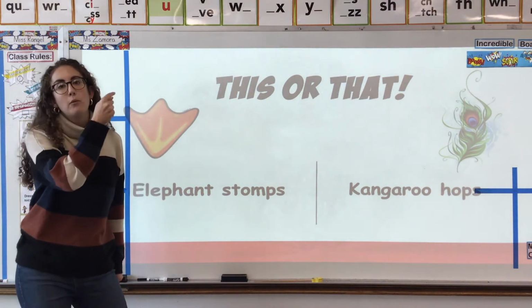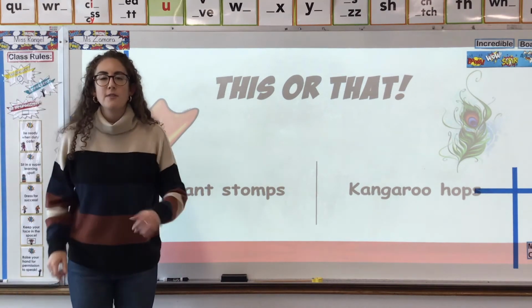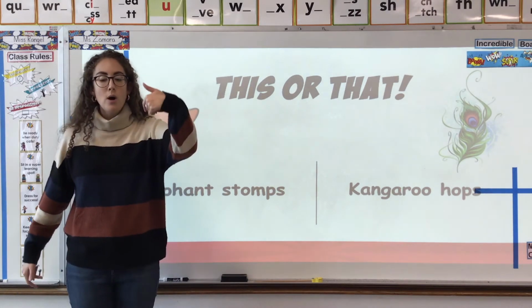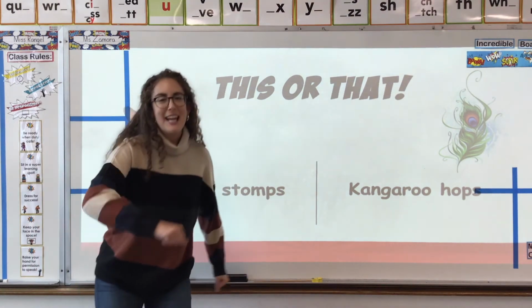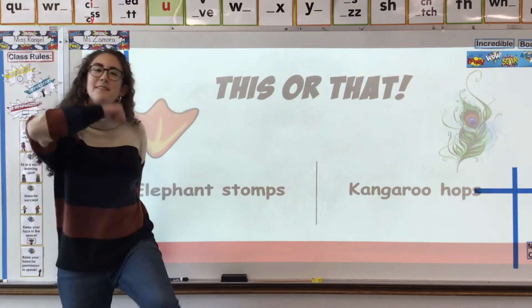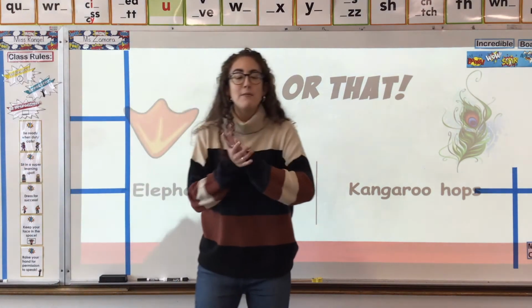I would rather have webbed feet so I can swim better. So I'm going to do elephant stomps for 5 seconds. Here we go. 1, 2, 3, 4, 5. We are all done and we've moved our bodies.